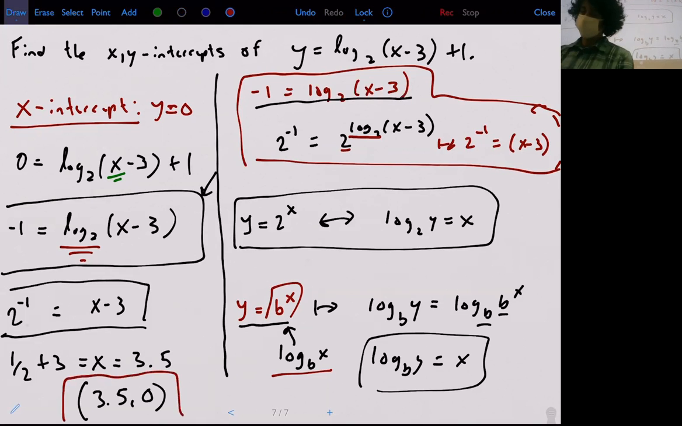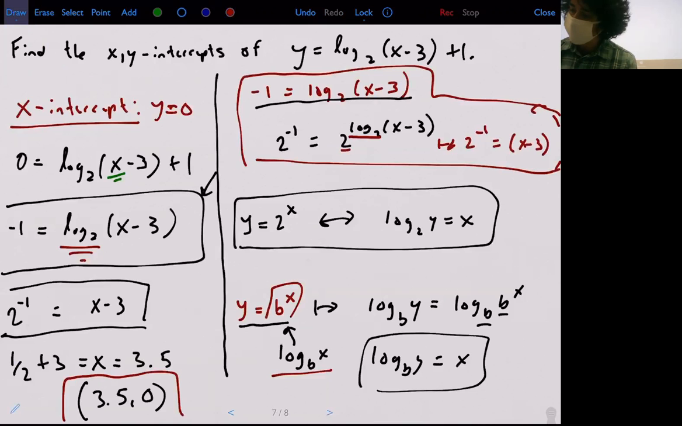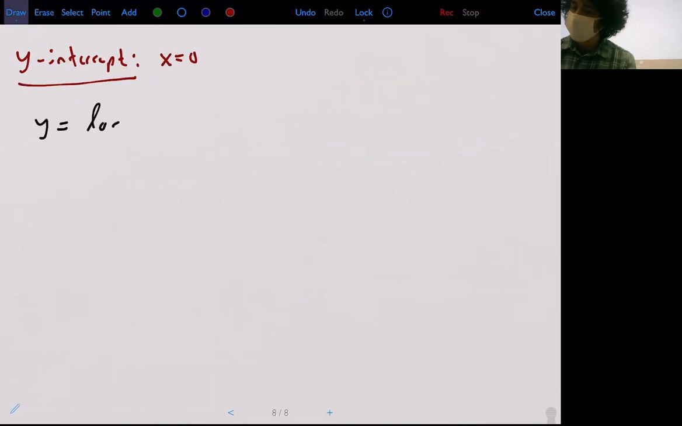All right. So let's go ahead and look at the y-intercept real fast. The y-intercept in this case is given by setting x equal to 0. And our function was y is equal to the log base 2 of x minus 3 plus 1. So plugging in x equal to 0, we'll get y is equal to the log base 2 of negative 3 plus 1.